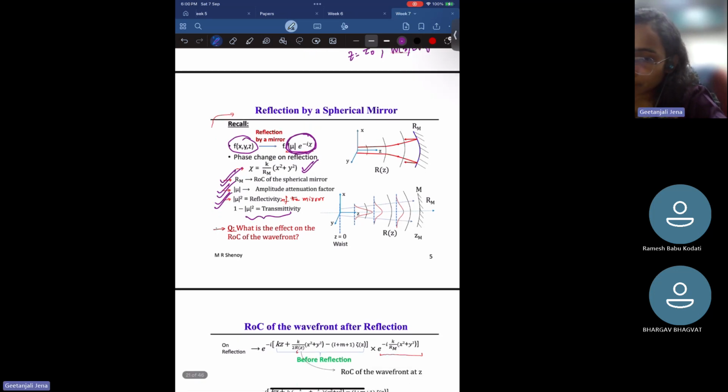Now, we'll see what the effects of R on the wavefront of this mirror are in the next slide section.